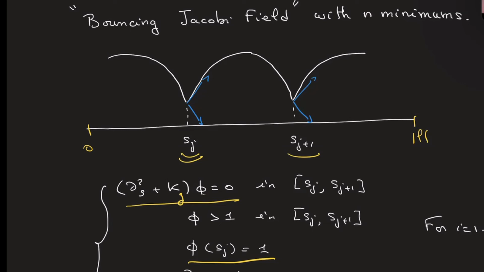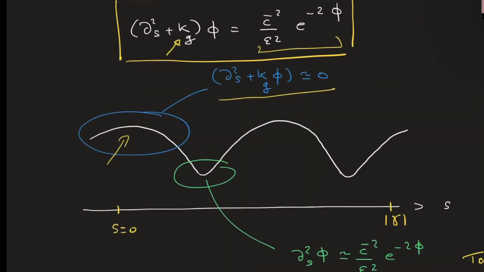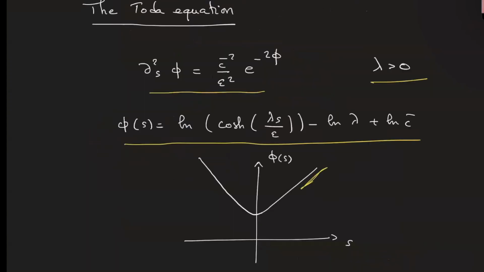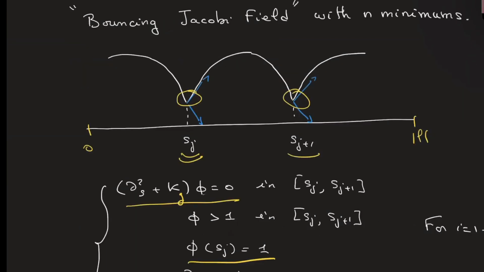So if you have a bouncing Jacobi field with minimum, what you can do is try to perturb it and insert here a properly scaled version of the Toda solution. And then eventually, if you're lucky, you will be able to find a solution of the Jacobi-Toda equation. Okay, so it turns out that the main question is, can you find a function phi solving all this system here?